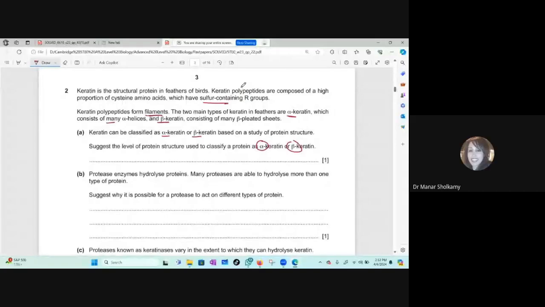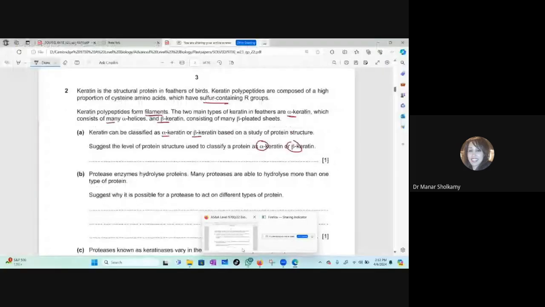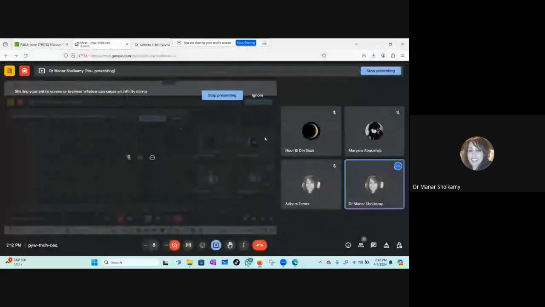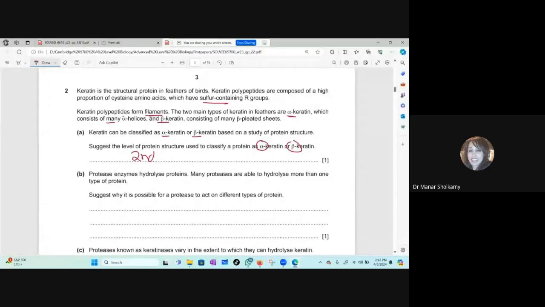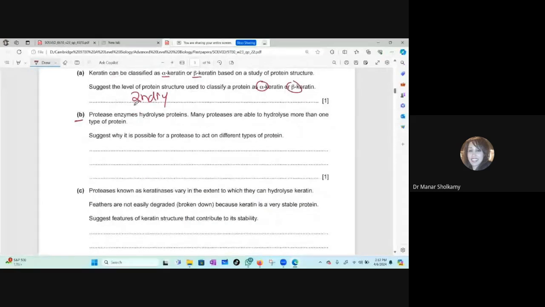Secondary. Yes, I want to see who we have with us online. Okay, hello, Adam. I want you to participate, please. Yes, the second level of protein is the secondary, correct, because of the alpha and the beta.